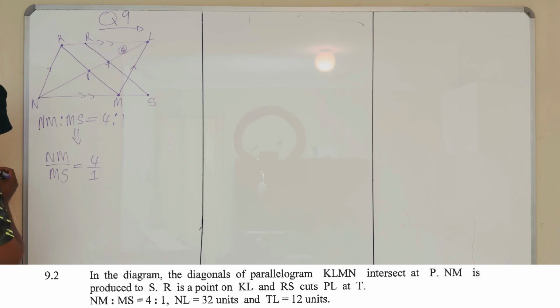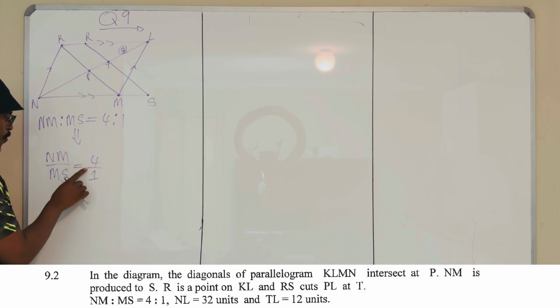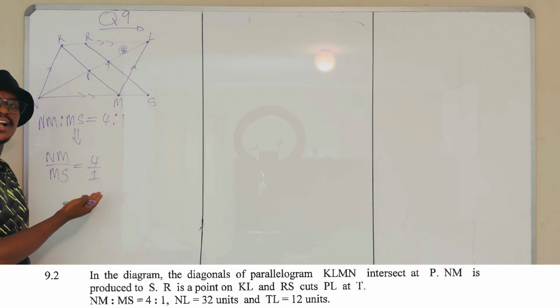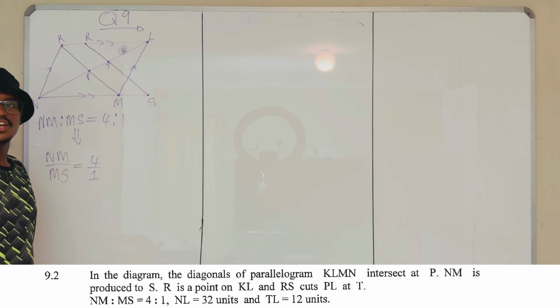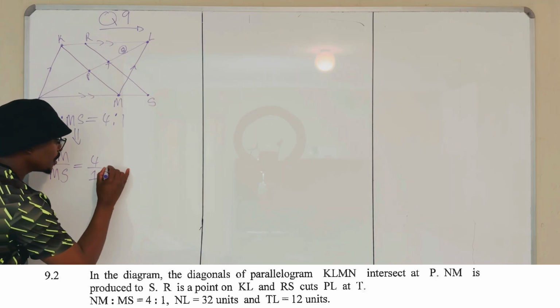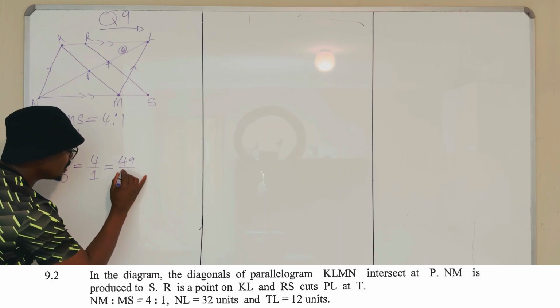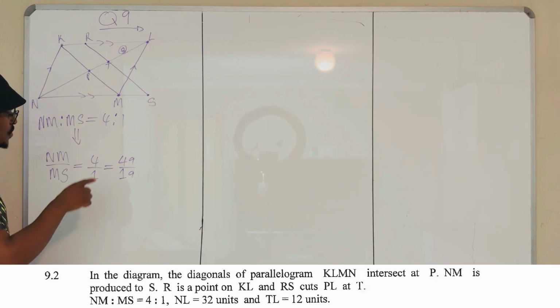So the question that I want to highlight: if the ratio of NM to MS is 4/1, does that mean the length of MN is 4 and the length of MS is 1? No, not necessarily. Those lengths can be 4 and 1, but not in general. So to be safe, think of them as 4A over 1A.